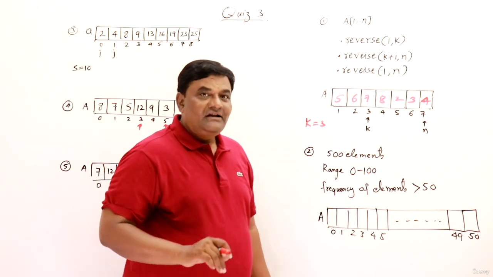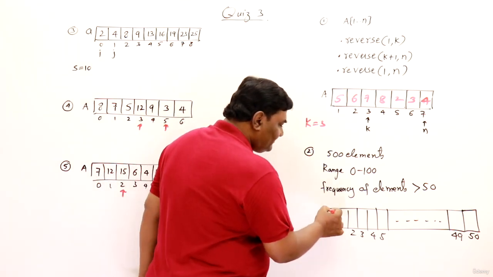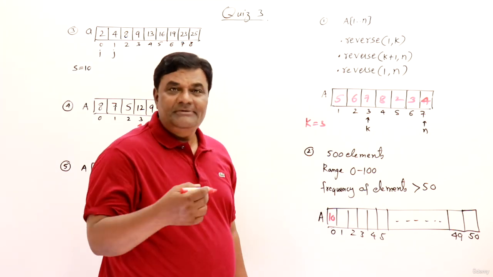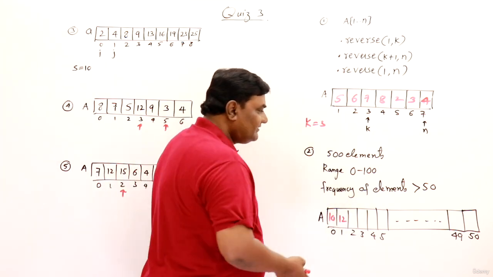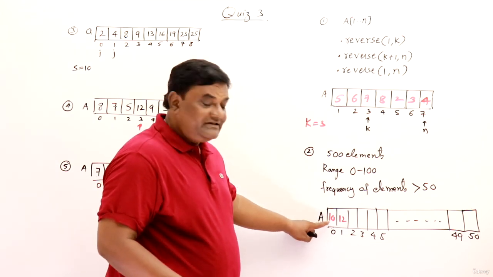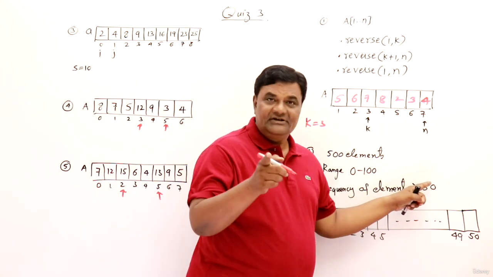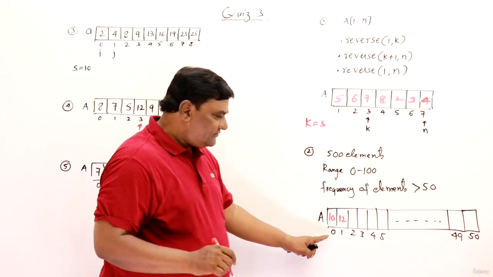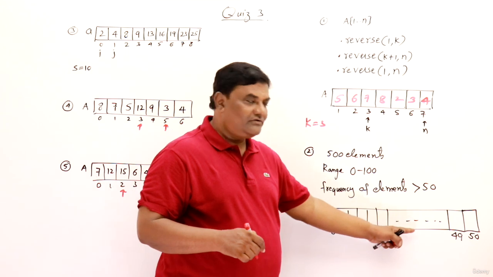For example, 10 people got 51 marks. Store 10 here. 12 people got 52 marks. So store 12 here. So this is just a frequency. This is representing which one? 51 marks, because we know very well that we are taking the frequency from 50 onwards. So this first is for 51 marks, then next for 52 marks, 53 marks, and so on.